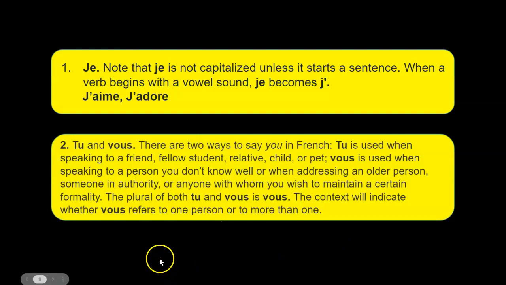Tu and vous. There are two ways to say you in French. Tu is used when speaking to a friend, fellow student, relative, child, or pet. Vous is used when speaking to a person you don't know well or when addressing an older person, someone in authority, or anyone with whom you wish to maintain a certain formality. The plural of both tu and vous is vous. The context will indicate whether vous refers to one person or to more than one.